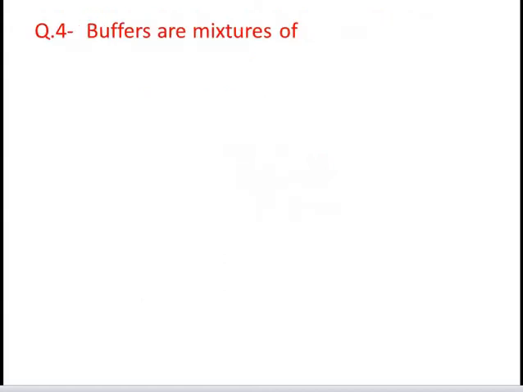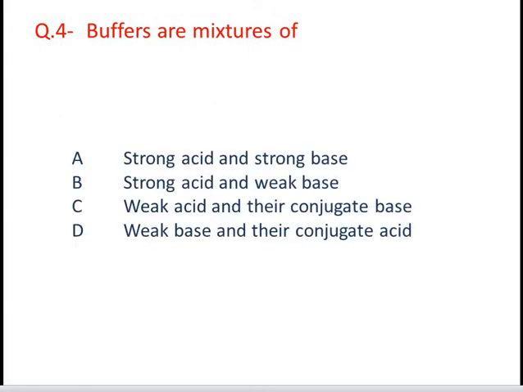Next question is, buffers are mixtures of. So the options are A strong acid and strong base, B strong acid and weak base, C weak acid and their conjugate base, and D weak base and their conjugate acid. So the answer is C, that is weak acid and their conjugate base. Buffers are the mixtures of weak acid and their conjugate base which reduce the change in pH.